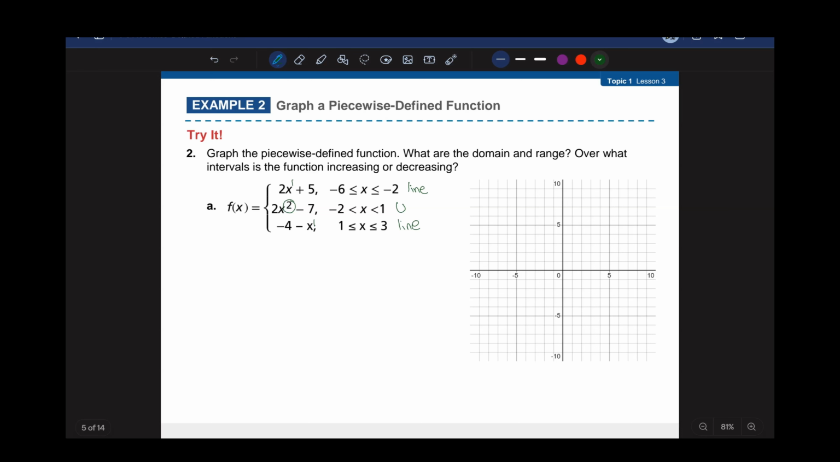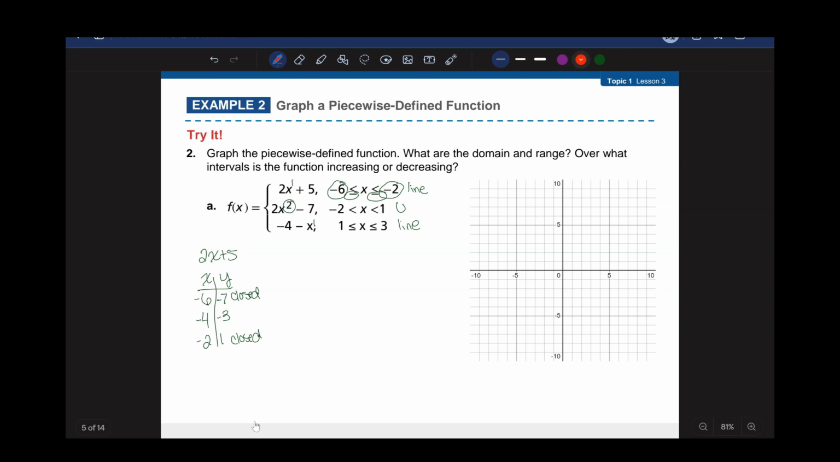All right, so let's do tables for all of these. So I'm going to start with the 2x plus 5. I'm going from -6 all the way to -2. So -6, and since it's a line, I'm going to kind of count by 2's here. All right, now I know that at -6 we're included, and at -2 also included, so both of these will be closed circles. And if I fill in my table, that makes -7, -3, and 1.